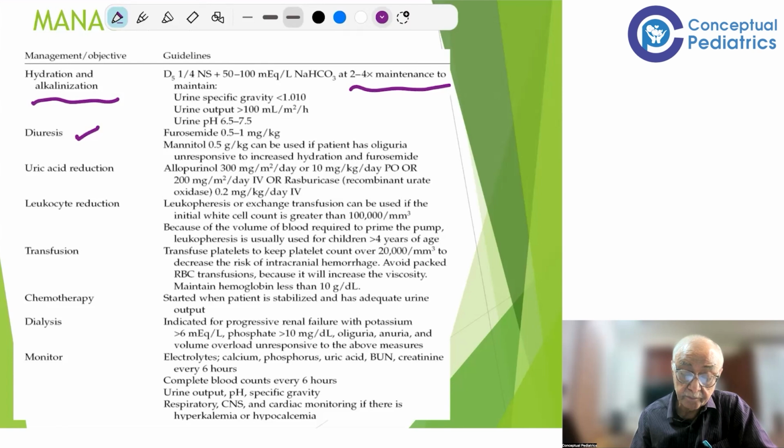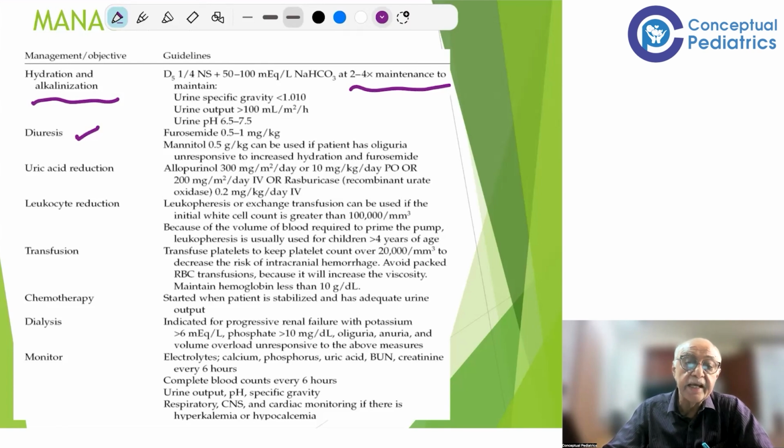The IV dose is 200 milligram per meter square per day. Yes, if the levels are very high, nowadays we have a new drug, a recombinant urate oxidase, which helps excrete the uric acid, and that is Rasburicase. Rasburicase can be used in the dose of 0.2 milligram per kg per day IV. It is a very fast acting drug, and if the levels are very high, we have at times been using Rasburicase to excrete the uric acid.